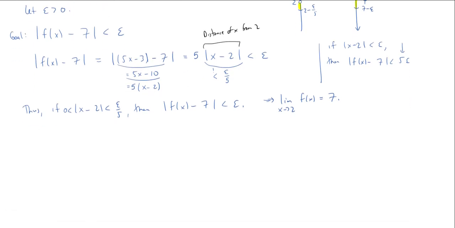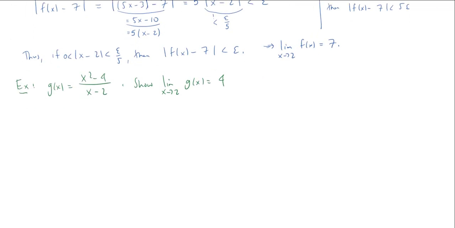This is a classic example. Every Calc 1 class, I don't know, in the last 200 years has probably done this example. So we're going to have a function g of x given by x squared minus 4 over x minus 2. And we want to show that the limit as x approaches 2 of g of x is equal to 4. All right, so how are we going to do this? Well, again, let's start with choosing some 4 coin. So that means we need an epsilon.